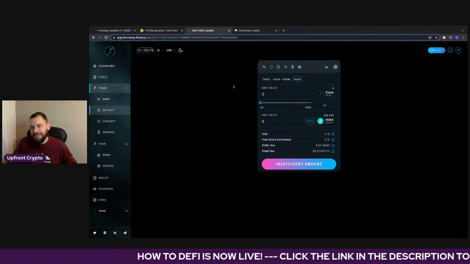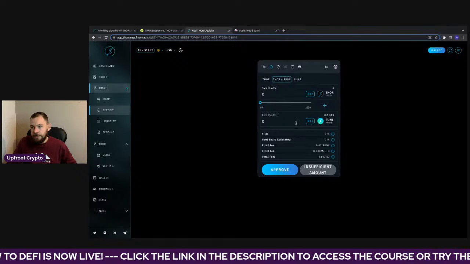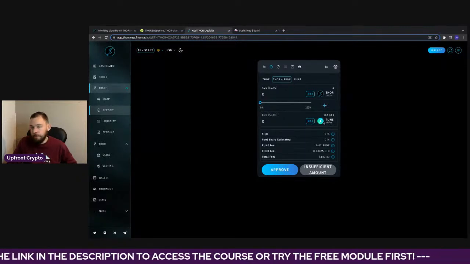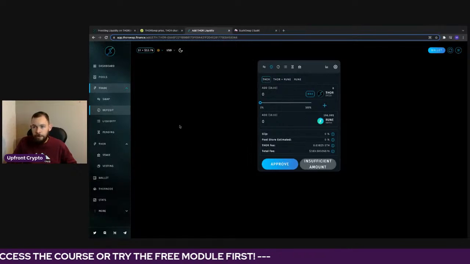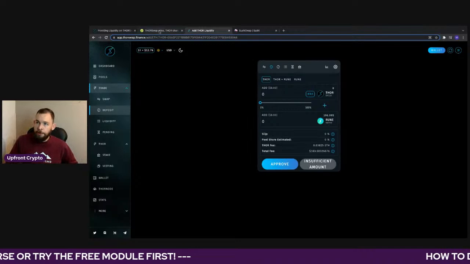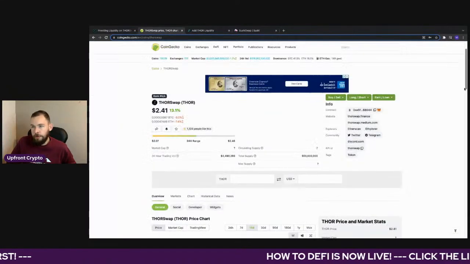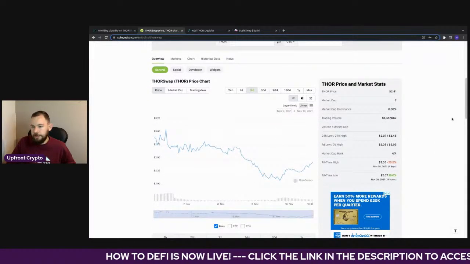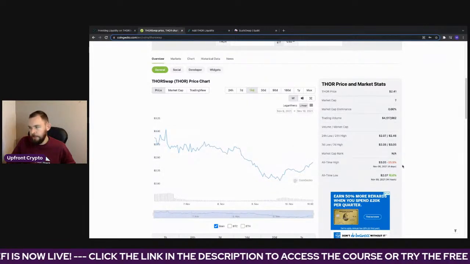Now, what you can do is put both Thor and RUNE in if you want this particular pool, because it's got the highest APY at the moment. Or if you get Thor, you can just do Thor. If you look at the THORSWAP price, since its launch, it's about $2.41. It's not listed on anything yet, like CoinMarketCap or CoinGecko. Literally, you can see here, it's not really done much. It's down 25% from the all-time high.